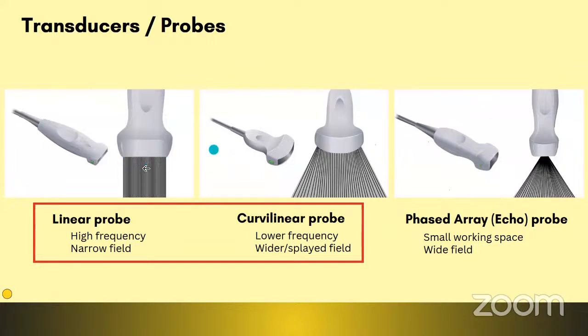So this is the linear probe and the curvilinear probe. You can understand it well by its shape here. The special feature of the linear probe is that it produces higher frequency ultrasound pulses compared to the curvilinear, which is in the range of more than 5 megahertz, we could say. So we have high frequency ultrasound pulses.